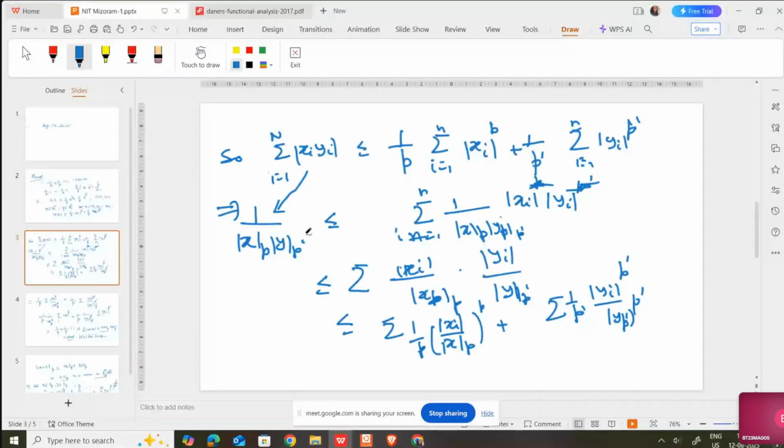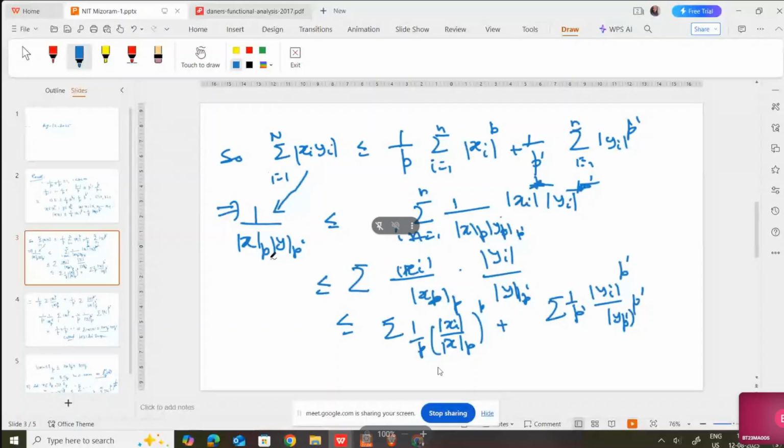Now you sum it up. When you sum it up, what you have is the sum over i equal to 1 to n of mod xi yi. Actually, this is less than or equal to, I have not written that, mod xi yi, 1 over p into summation i equal to 1 to n of xi raised to p plus 1 over p prime summation of yi raised to p prime.